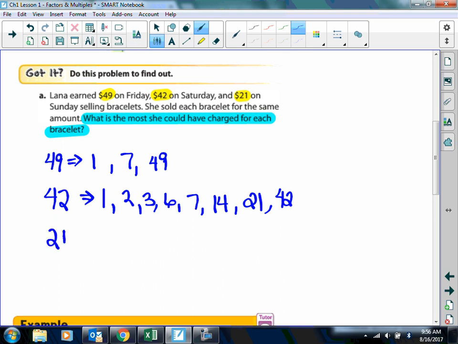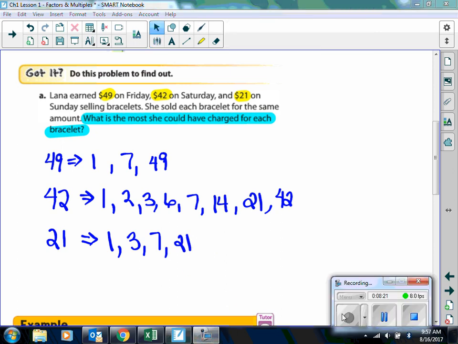And then we have 21. So for 21, we've got, of course, 1 times 21. 2? No. 3? Yeah. So 3 times 7. Anything else in there? Nope, that's it. So we have 1, 3, 7, and 21.